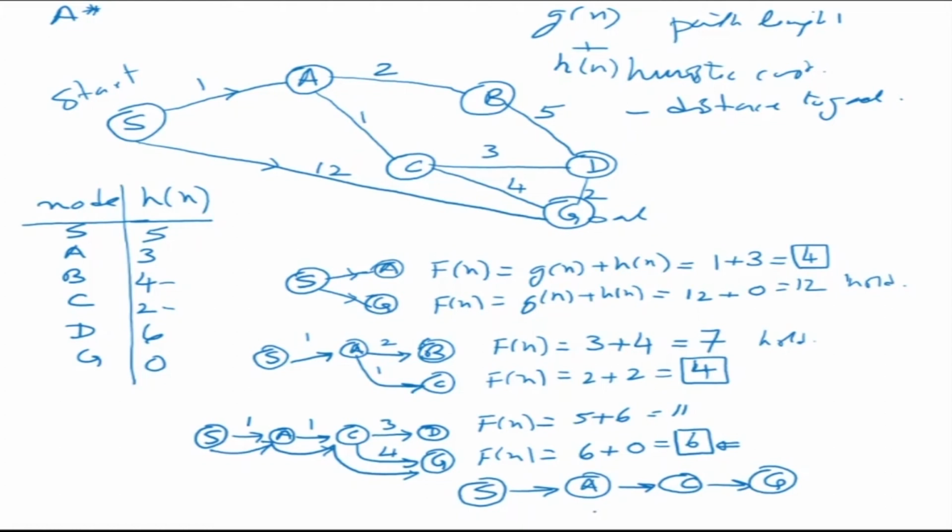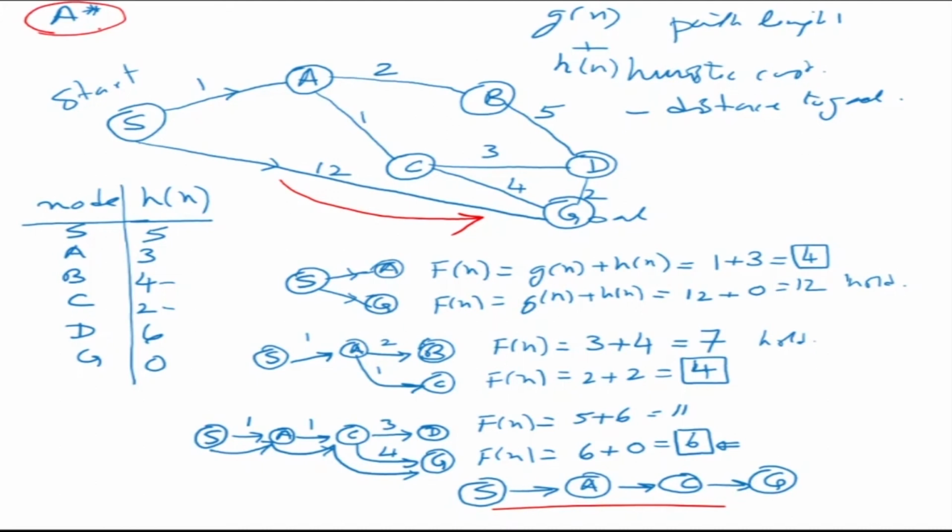Although, by looking at this graph, it appears that this path would be the shortest, because it's a straight path, but it's not. This one is shorter. Okay, so this is basically A star.